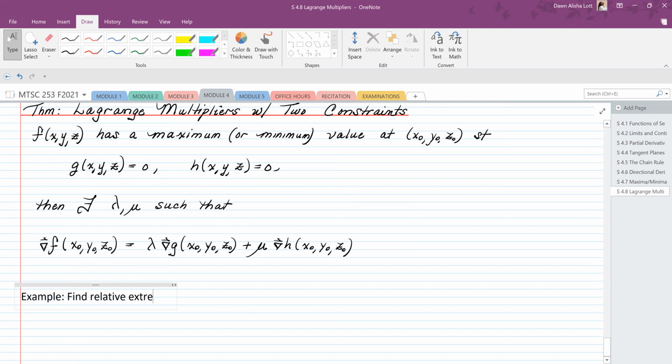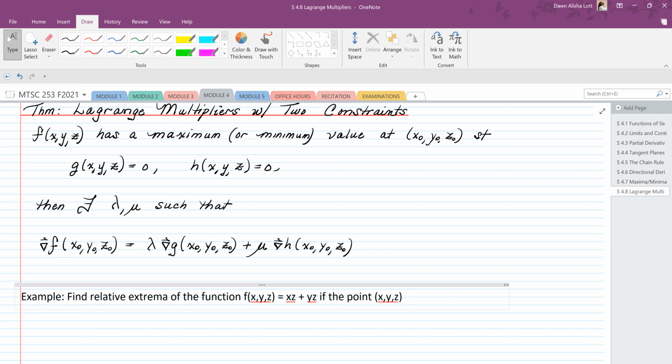Okay, so here's an example. Find relative extrema of the function f of x, y, z equal to xz plus yz, if the point x, y, z lies on the intersection of the surfaces x squared plus z squared is equal to 2 and yz is equal to 2.